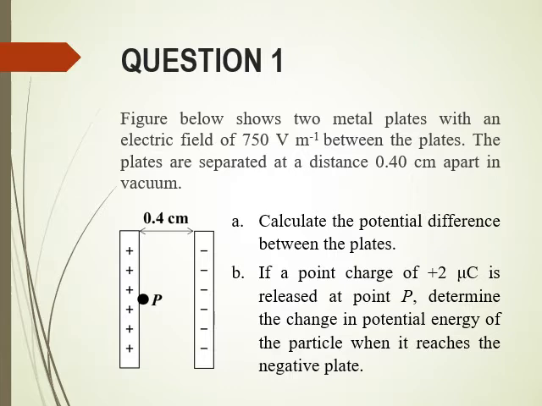Question 1. The figure below shows two metal plates with an electric field of 750 volt per meter between the plates. The plates are separated at a distance of 0.4 cm apart in vacuum. Question A. Calculate the potential difference between the plates. B. If a point charge of positive 2 microcoulomb is released at point B, determine the change in potential energy of the particle when it reaches the negative plate.